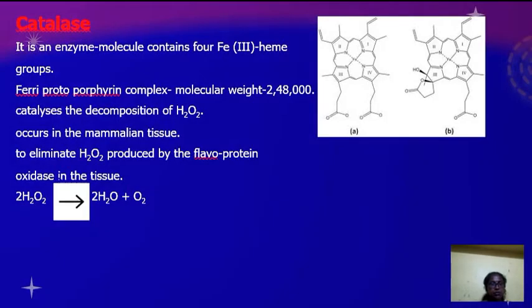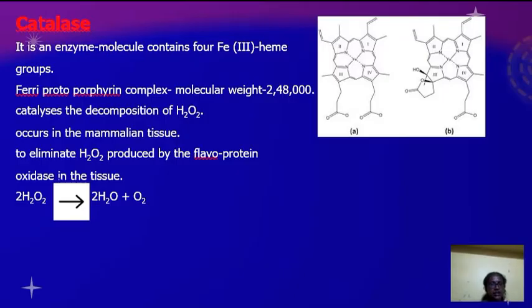Next we will see what is catalase. Catalase is an enzyme molecule containing 4 iron atoms with heme group. Here also iron atom is in +3 oxidation state. It is otherwise called ferriprotoporphyrin complex. Molecular weight is 2,48,000. It catalyzes the decomposition of H2O2.